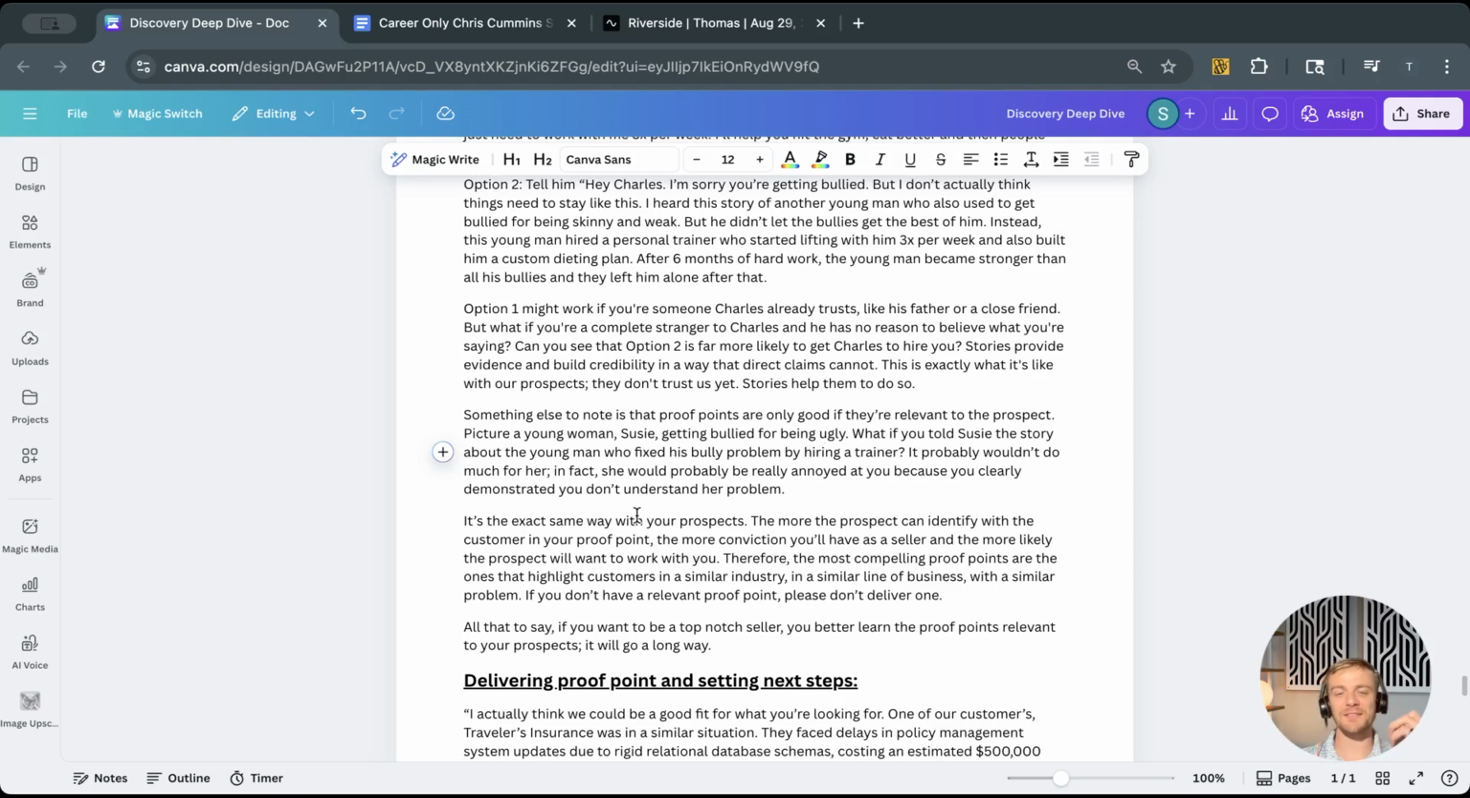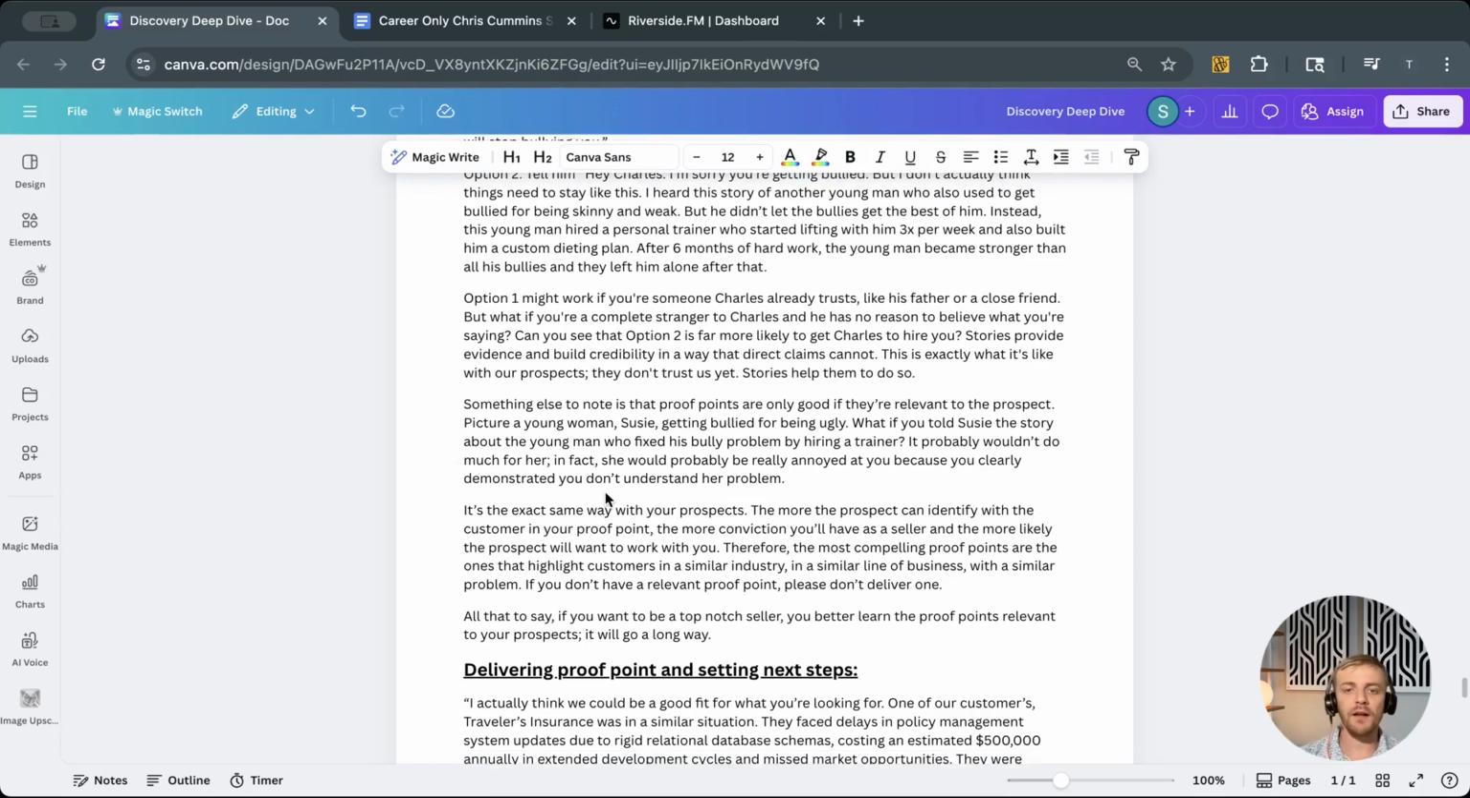And so, same way with our customers. I'm laughing because one of my first times I tried to deliver a proof point, I'm selling MongoDB, and he told me about his problem, and I was nervous, so I shared a customer story about one of our customers who solved their problem with MongoDB, but it was a completely different problem. And then when my AE saw the recording, he was very nice about it, but we just laughed about how useless that story was. So, anyways, the more the prospect can identify with the customer in the proof point, the more conviction you'll have as a seller.